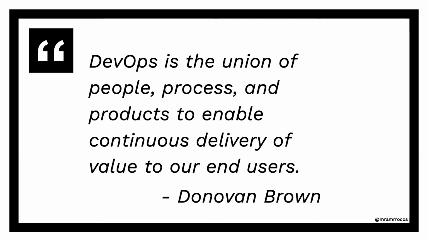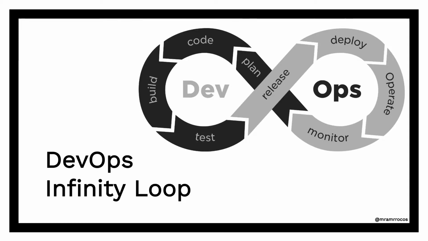DevOps is the union of people, processes, and products to enable continuous delivery of value to our end users. The definition by Donovan Brown from Microsoft touts the three pillars of DevOps: people, products, and processes. DevOps is often represented by the infinity loop, with the stages of the software development cycle from the conception of the features to the monitoring of the solution. The CI/CD are part of this process to help us deliver faster, using automation and take advantage of the benefits of cloud computing.